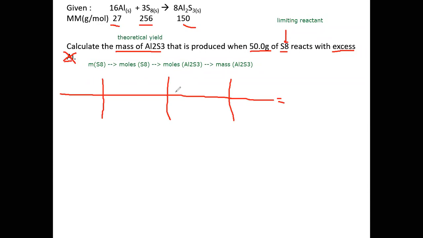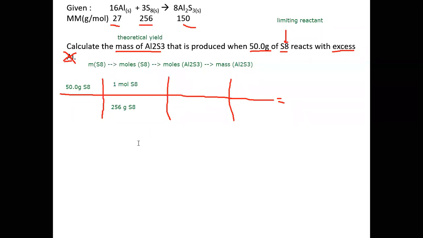And we're starting with mass of sulfur. So we put that here. In the first step, we're going from mass of sulfur to moles. The molar mass of sulfur is 256, so that means it's 256 grams per mole. So the 256 goes on the bottom, the mole goes on top. Now we've converted to moles of sulfur.